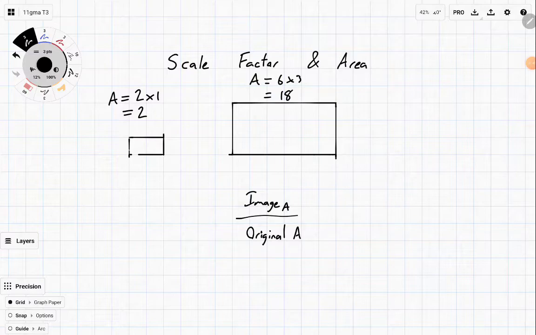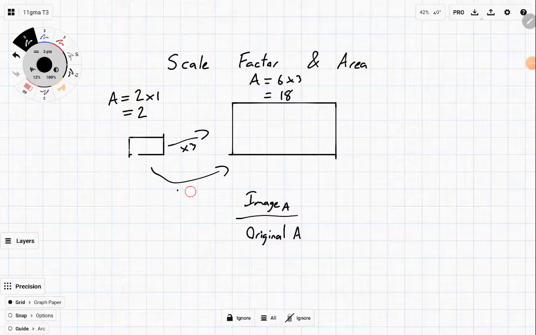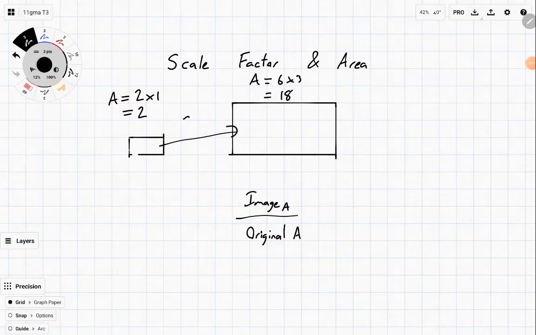Now just imagine what's actually happened here. Because this side has been multiplied by 3, and this side has been multiplied by 3, we've really multiplied by 3 twice. So another way of thinking about that is that the area has been multiplied by 3 times 3, or even better, 3 squared. And so what we actually use for the area is that k squared, the square of k, is equal to the image's area over the original area.